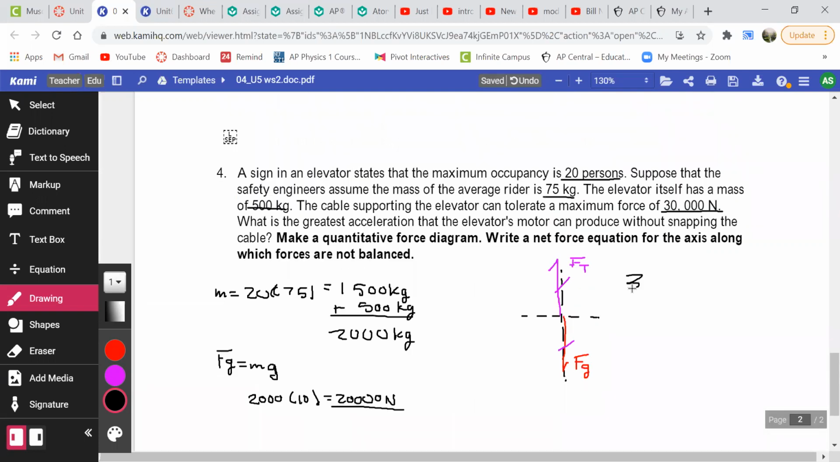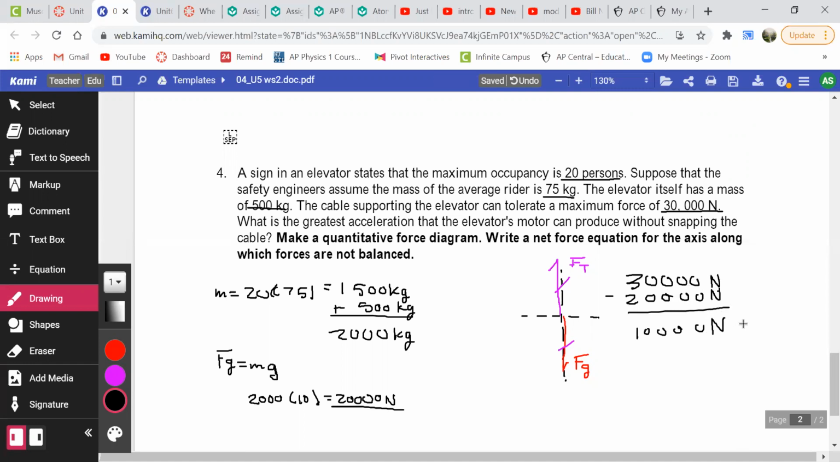I know that the maximum amount of force that this elevator can support is 30,000 newtons. So if we subtract the difference between those two, how many newtons of extra spare room, wiggle room, does that elevator have? And it only has 10,000 newtons worth of extra room. This would be the maximum applied force on that elevator that it could withstand.